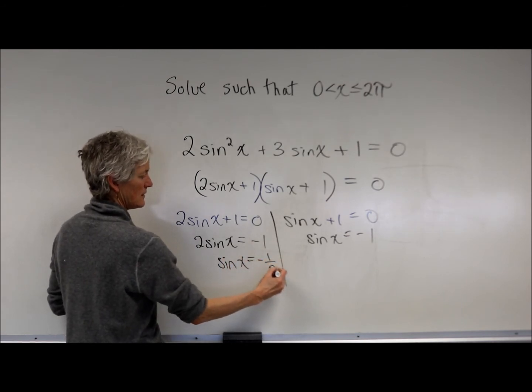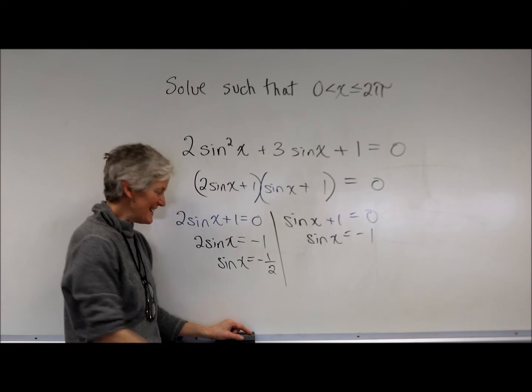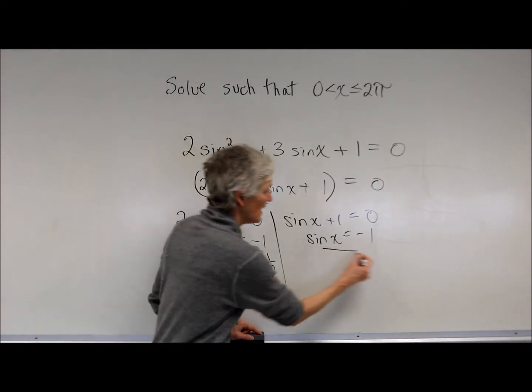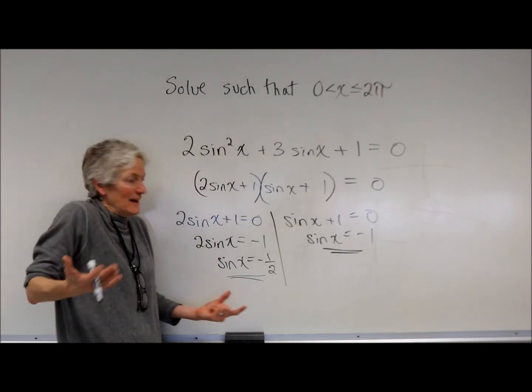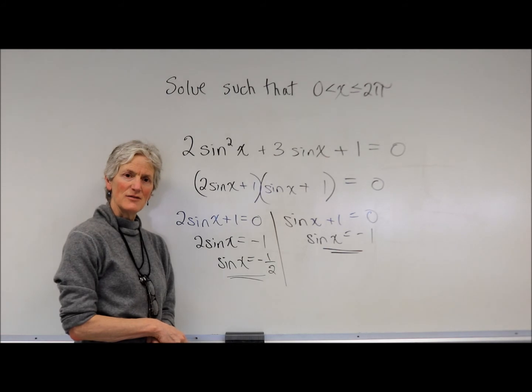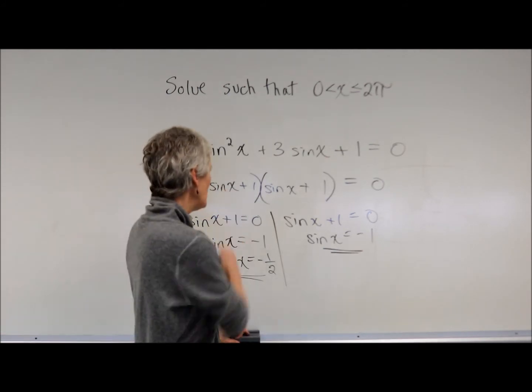I think we're going to end up right where we were starting, aren't we? We are! Look! Sine of x equals -1/2. Sine of x equals -1. Now I have two little individual trig equations to solve. All right, let's do each one.